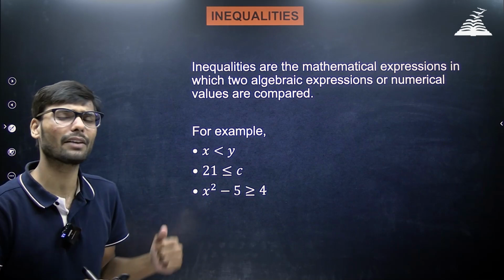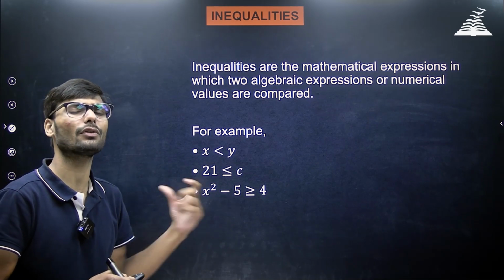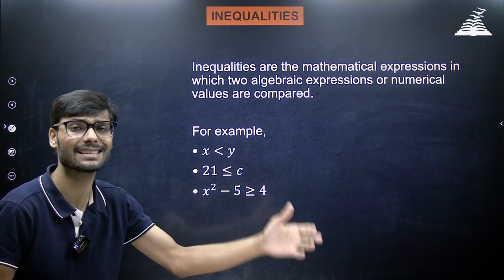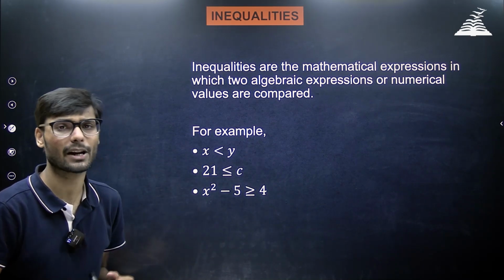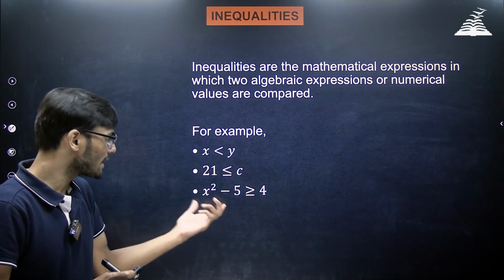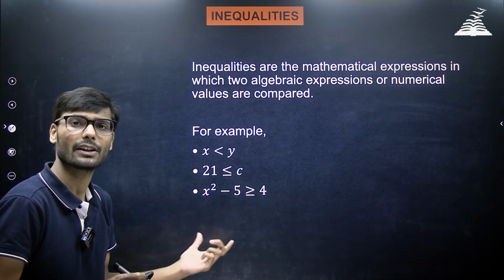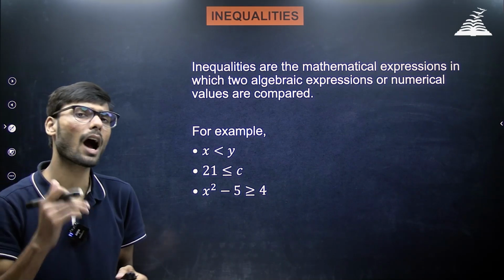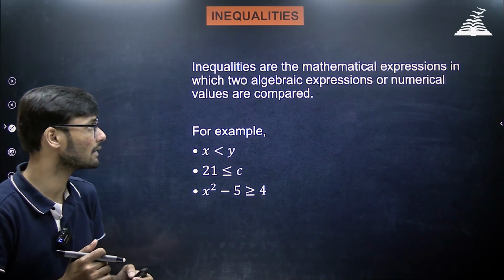x square minus 5 is greater than or equal to 4. Now if you look at the LHS, this here is a quadratic expression. The right hand side is a numerical expression, correct? So this is not a linear inequality. The third one, the second one is actually a linear inequality. So we will be learning how to solve such inequalities.